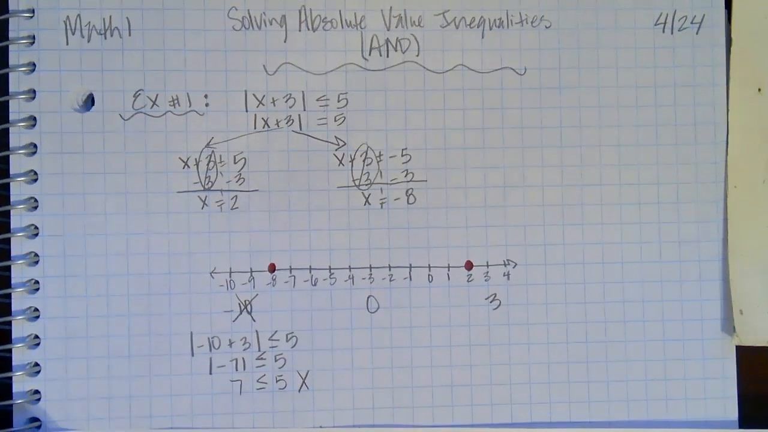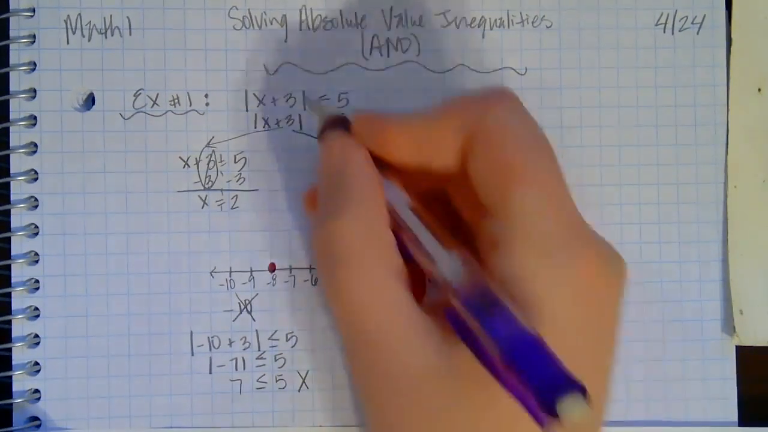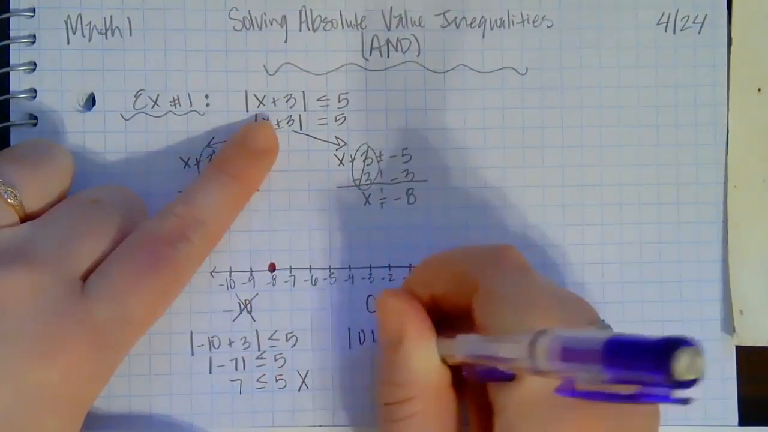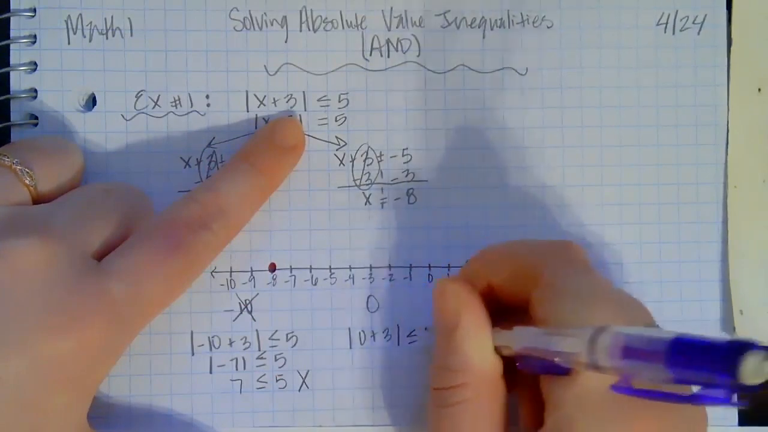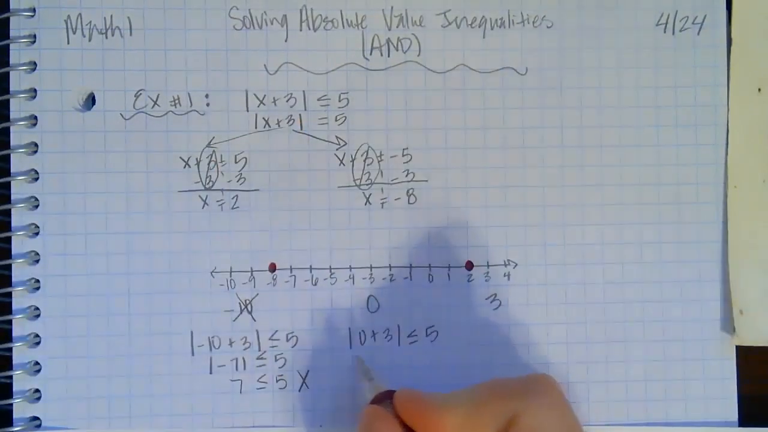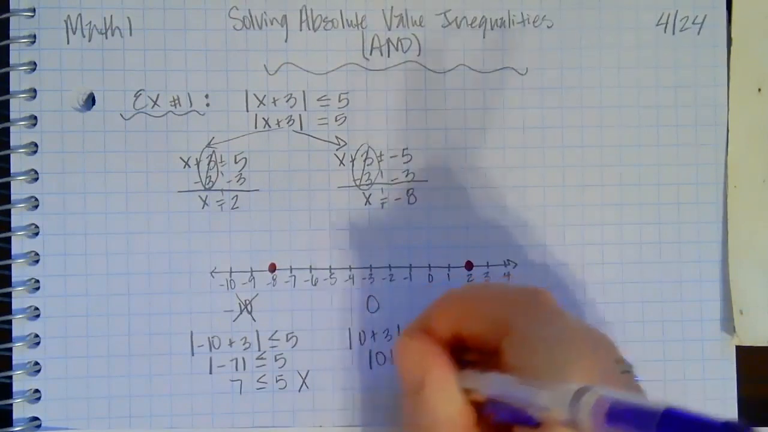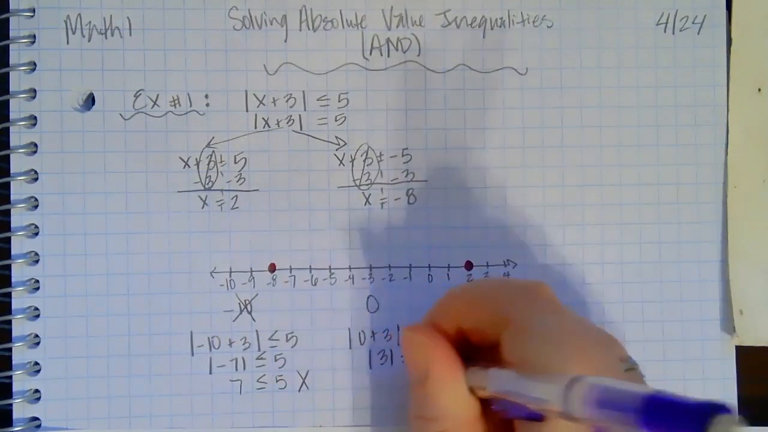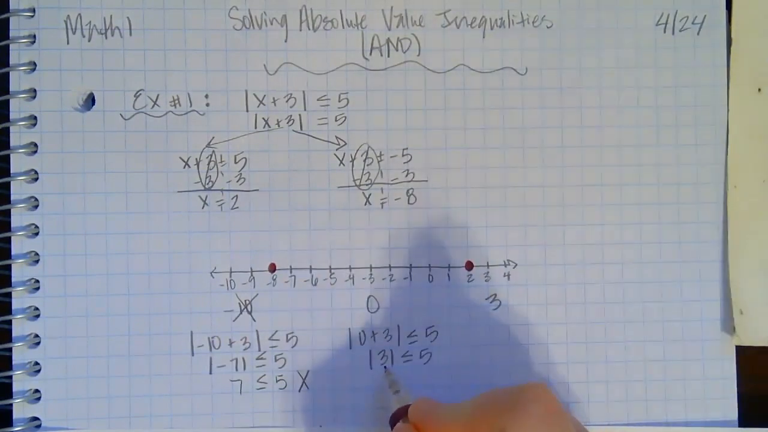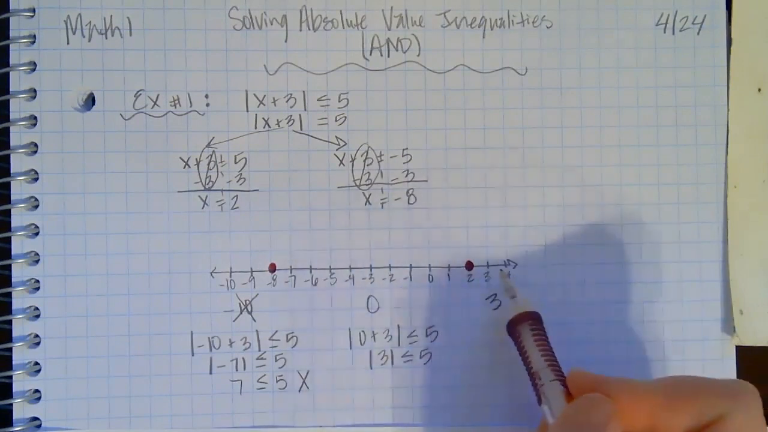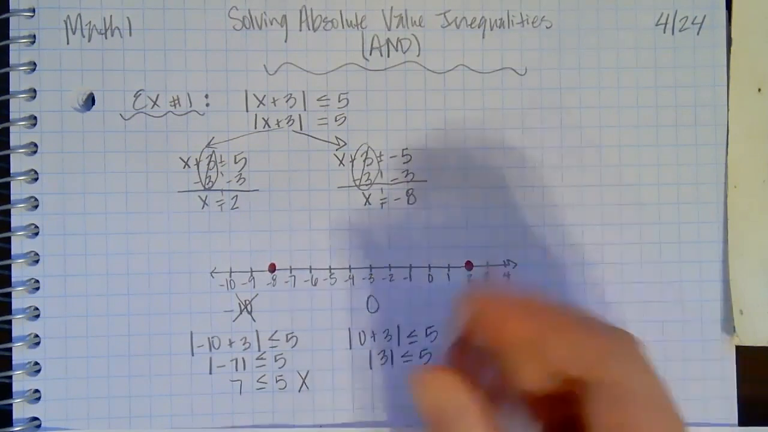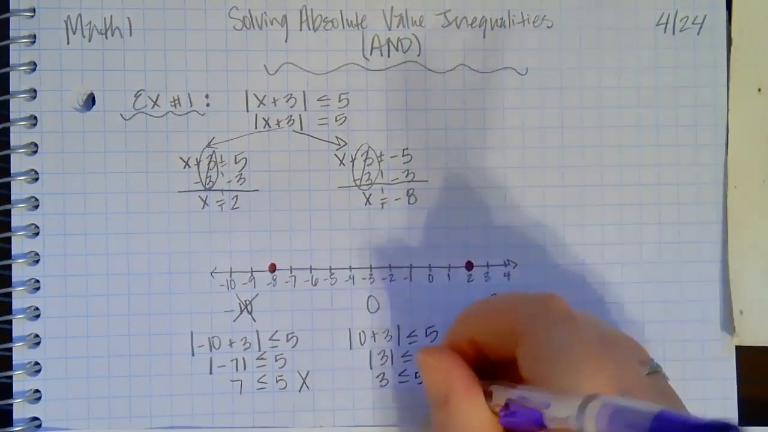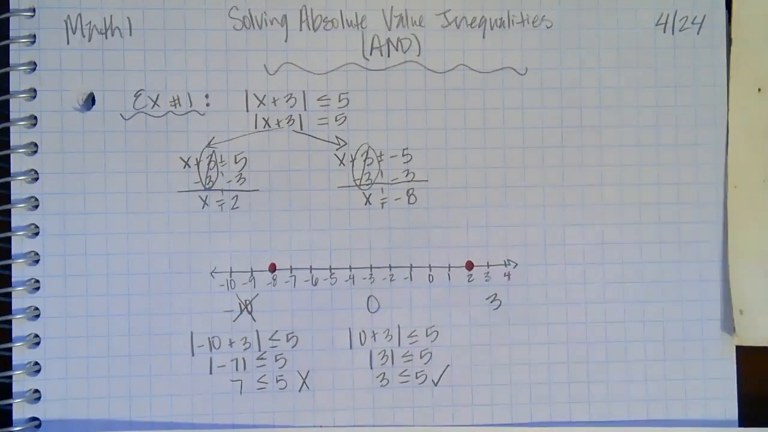Now I'm going to test the other side here with the 0. Same thing, putting the 0 in for the x right there. Absolute value of 0 plus 3 less than or equal to 5. So 0 plus 3 is 3. I'm so sorry, I don't know why I said 0. Less than or equal to 5. And the absolute value of 3 is the distance from 0. So 3 to 0 is 3 spaces. Is 3 less than or equal to 5? Yes, it is. So I want to shade right there in the middle between those two.